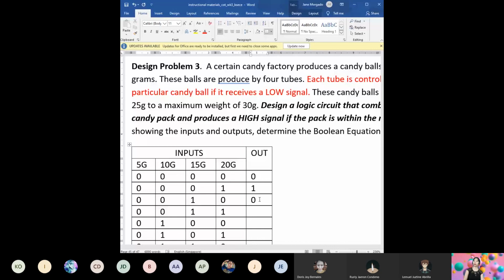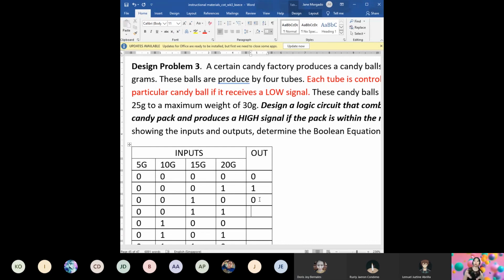0, 0, 1, 1. The total weight for this, if you have 0, 0, 1, 1? 15 grams. What is our desirable weight? We mentioned a range, right? 25 to 30. 25 to 30 grams.